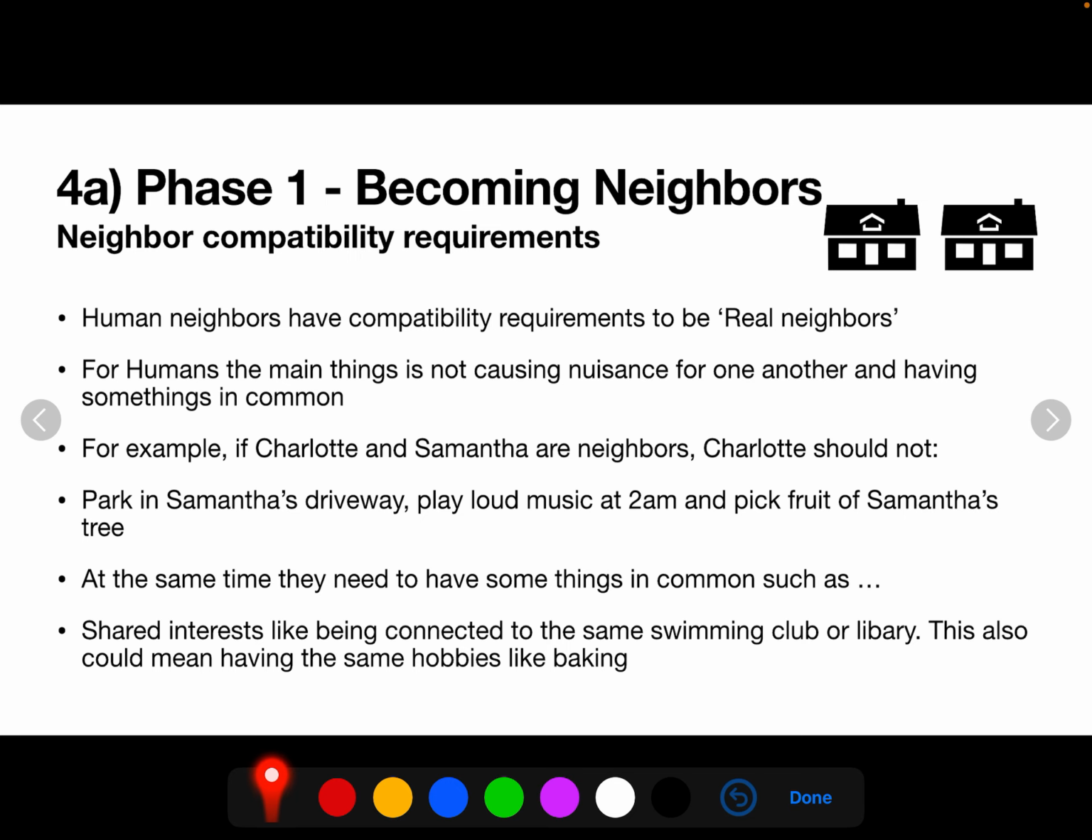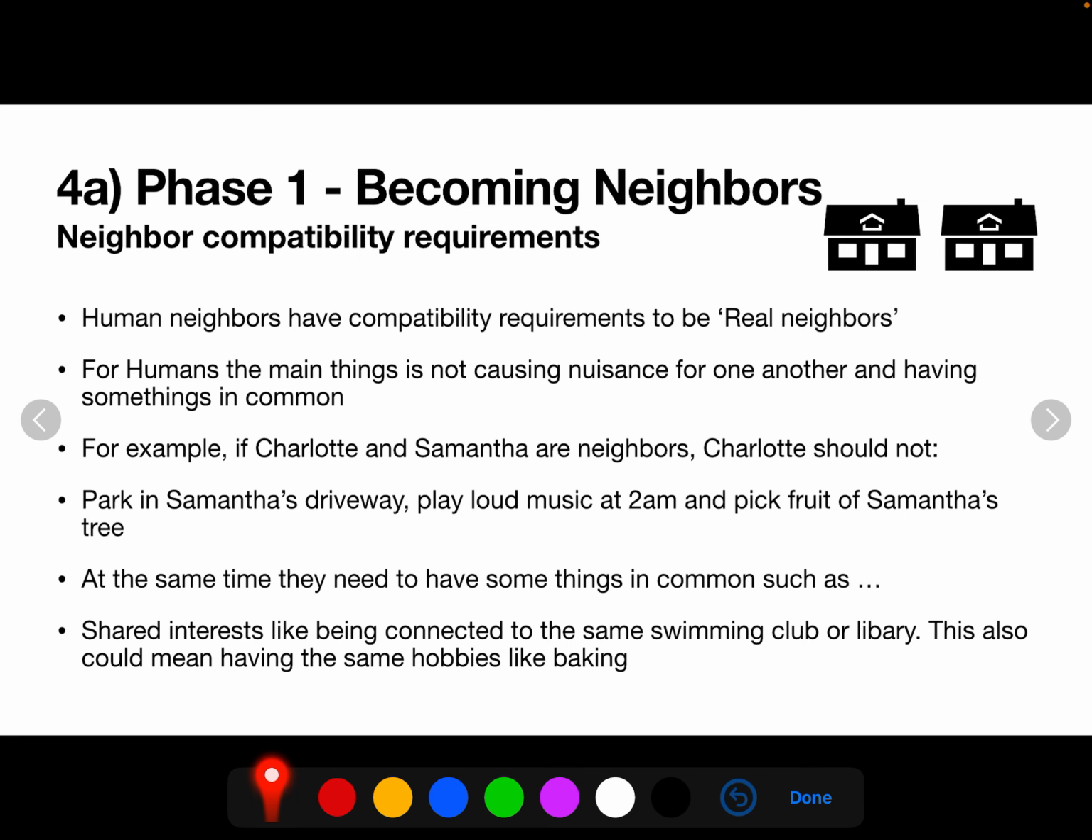You're not going to do these things. Some unspoken rules of decency, of just human decency. So those are the unspoken rules, right? At the same time, they need to have some things in common. So shared interests, like being connected to the same swimming club or the same library. And so Charlotte and Samantha, they are members of the same swimming club. They go to the same library. They're avid readers, and they also love baking. So they have some interests in common. So that allows them to become neighbors.